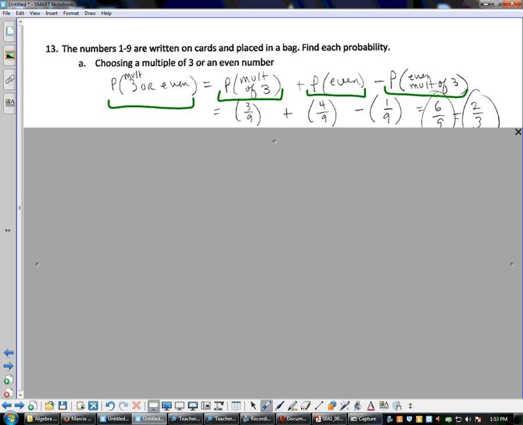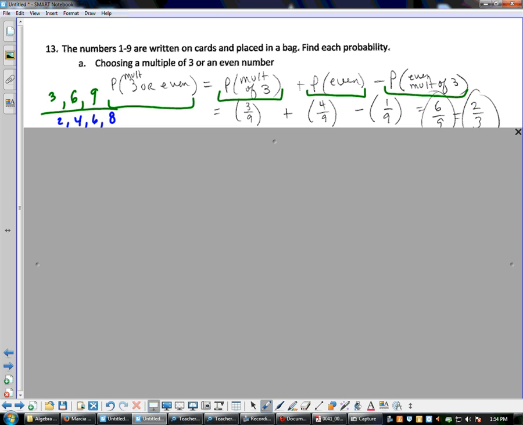Well, out of these 9 numbers that are in the bag, 1 through 9, the probability that you pull a multiple of 3 would be 3 out of 9. Why? Because there's 3 multiples of 3 in the bag. There's 3, there's 6, there's 9, out of the total 9 numbers. So it's going to be 3 out of 9. What's the probability that you draw an even number out of the bag? Well, there's 2, there's 4, there's 6, there's 8. There's 4 even numbers in the bag out of the 9 numbers in the bag. So that's 4 out of 9.